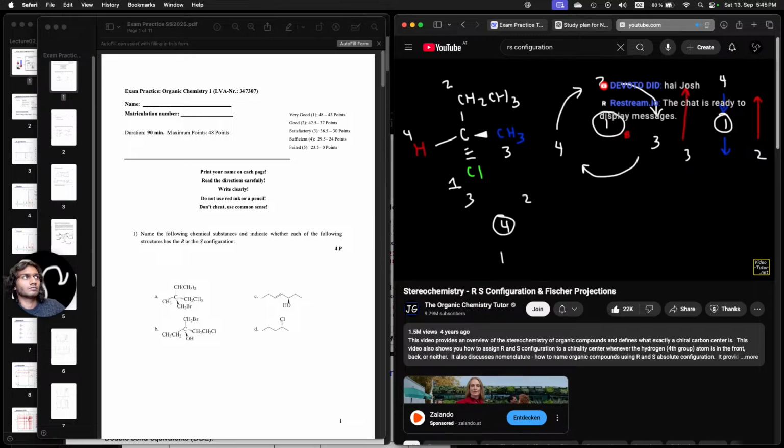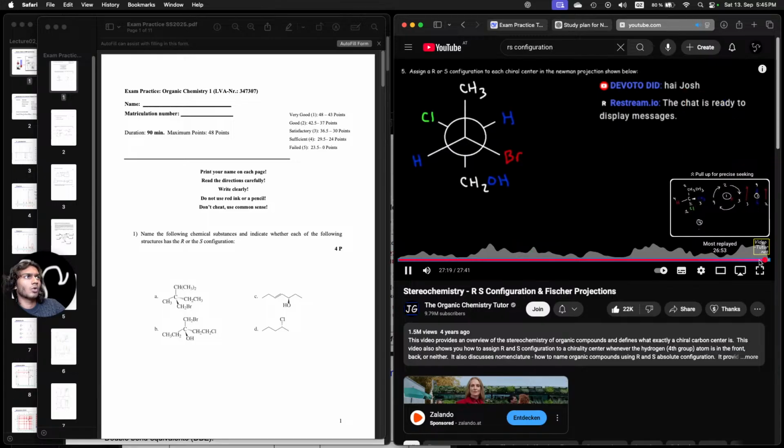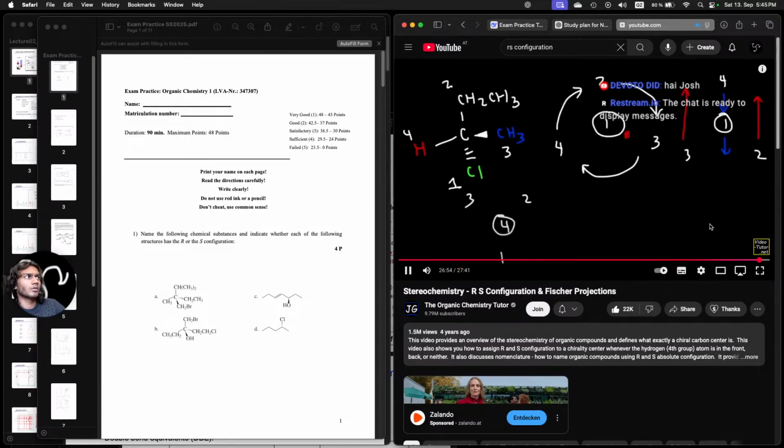Now group number 4 is in the back, because what's in a circle represents what's in the back. And so we can count from 1 to 2 to 3, and this gives us the S isomer. So the configuration at this chiral center is S. So that's a technique that you could use whenever group number 4 is not in the front or in the back.